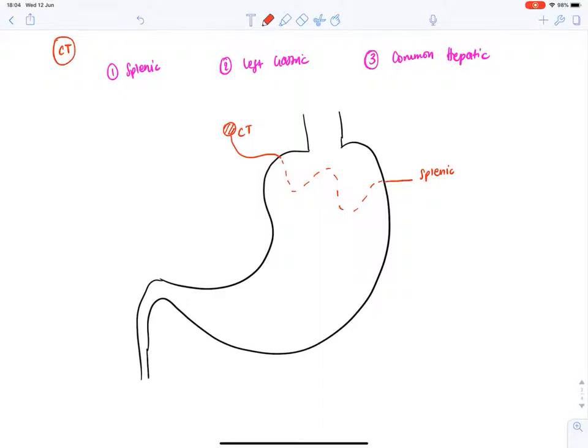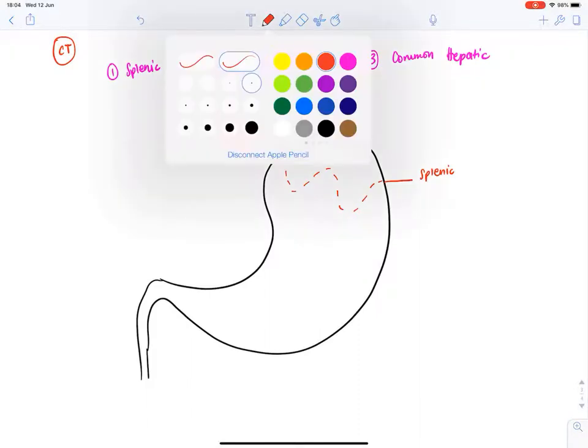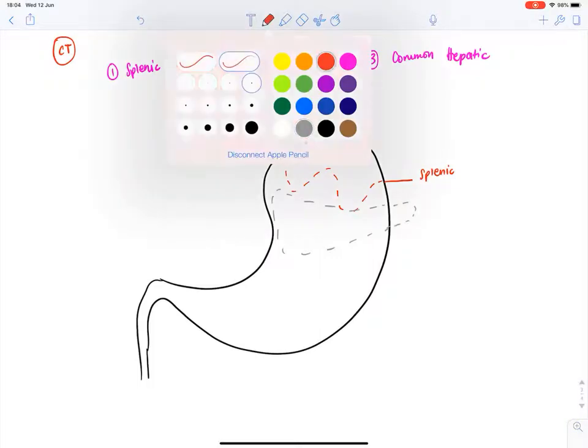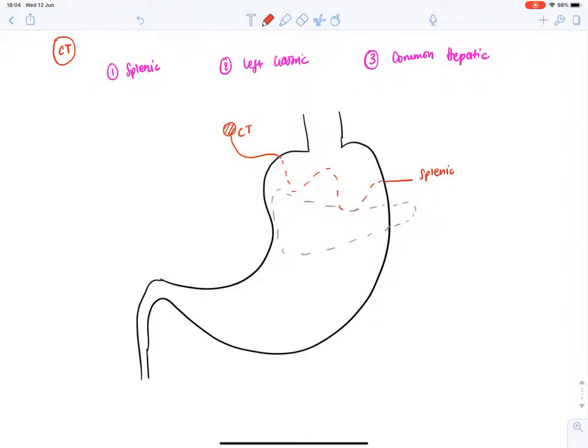And it runs posterior. That's why I've done it as a dotted line, because it runs posterior to the stomach. The other thing to remember is that the pancreas, as we discussed, which is also posterior to the stomach, lies about just there. Now, the thing to remember is that the splenic artery runs over the superior border.